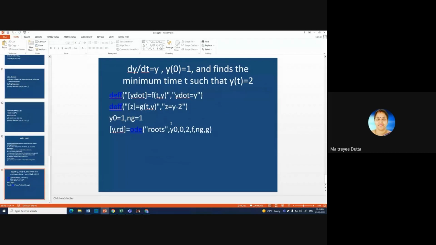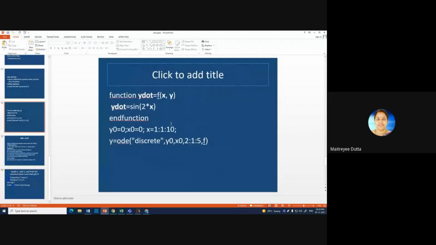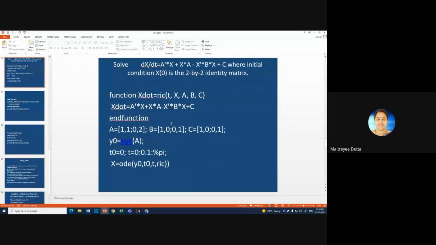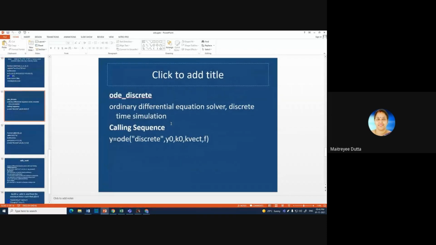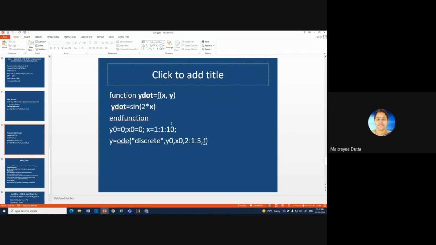So this way you can do the practice sessions of this, right? And we can get the ODE discrete, that is your discrete time simulation. That means for a particular value you want the output, y naught is equal to 0, x equal to 0, x equal to 1 to 10. ODE we have given that discrete, right? So y naught, x naught, and we are giving particular values, not all x values. We are giving 2, 3, 4 and 5. What is the value of f?